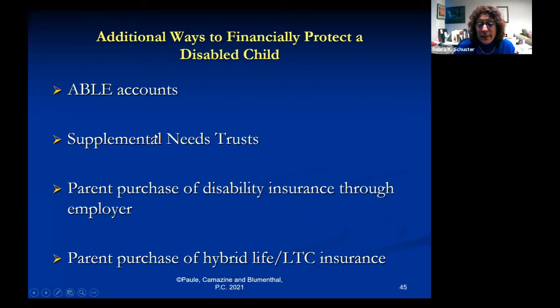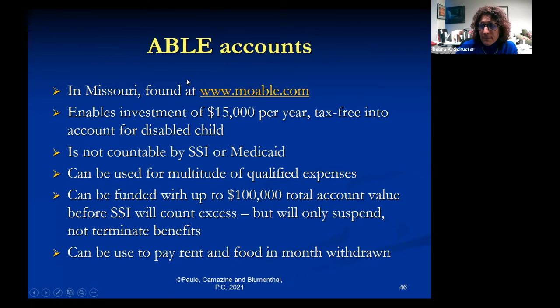So additional ways to financially protect a disabled child are through certain other accounts and financial mechanisms. So ABLE accounts, supplemental needs trusts, the purchase of disability insurance through an employer, or the purchase of hybrid or long-term care insurance. So in Missouri, ABLE accounts are a wonderful feature that is often an adjunct to a special needs trust, which I'll talk about in a minute. And they are found online at moable.com.